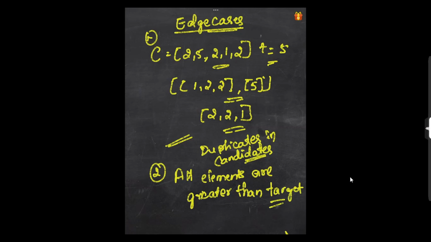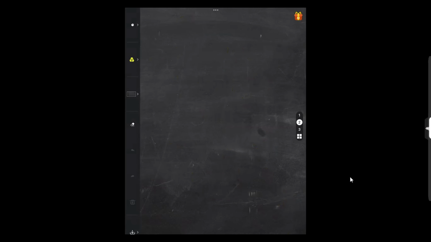So this is fine. Let's consider the example. Here all the elements have to be greater than target. So I'll just give 9, 10, 11 in this case. Target, let me give 5. Output will be an empty array. So here no valid combinations are found at all, because all the elements are greater than the target. So there will be no valid combination. In this case, we'll be displaying an empty array as output.